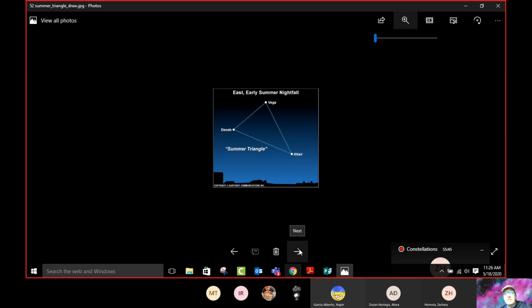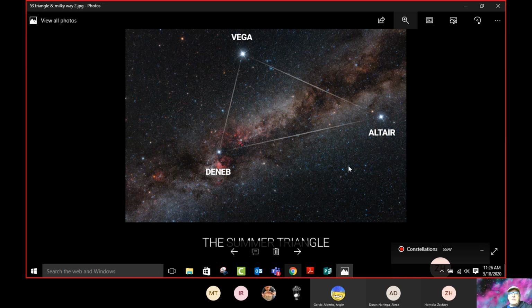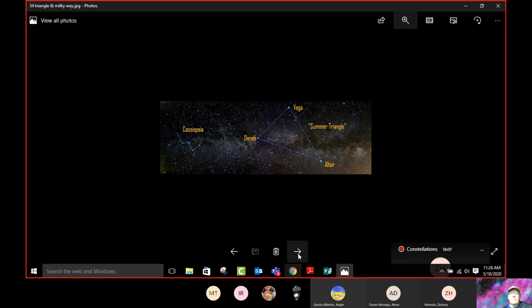Well, probably not today with the way the sky is cloudy. But here they are. The Milky Way passes through them. Now we're looking away from the galactic center. We're looking at the edge of the Milky Way beyond us. So we've got these 3 stars in the Milky Way that form the summer triangle, only visible in the summer.